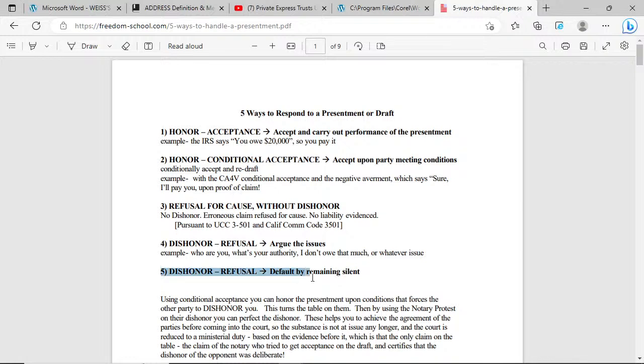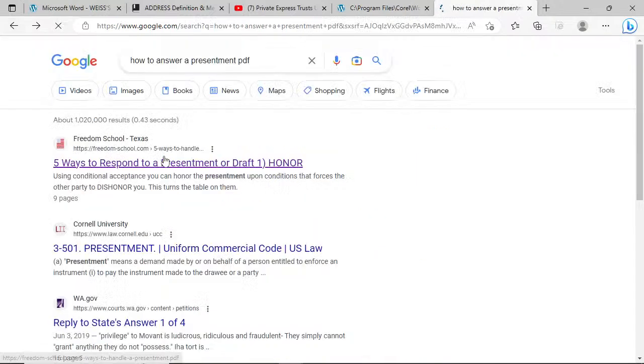Dishonor. Refusal. Default by remaining silent. Dishonor. Refusal. Argue the issues. You just waive jurisdiction. This one is iffy. All of these technically waive jurisdiction. This one kind of doesn't, but you got to know the power behind it. Say, I agree to the terms of your summons upon proof of claim of it. You can challenge it within the terms of your conditional acceptance. You waived. I would never use this one unless you know exactly what you're doing. This is the powerful one right there. But as you see, dishonor, refusal is remaining silent. You don't want to do that.